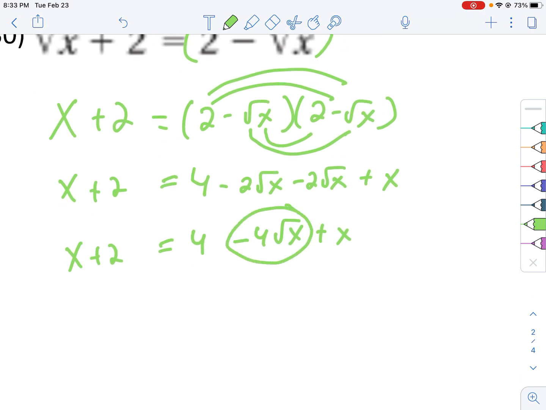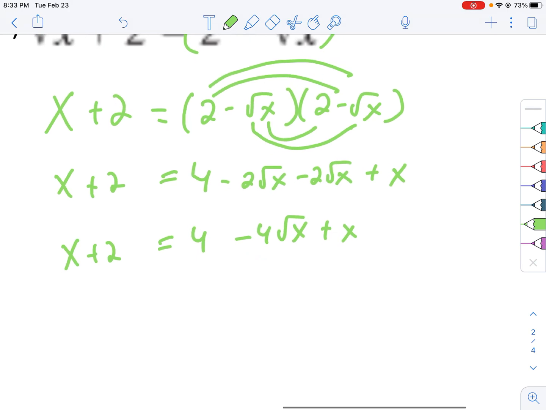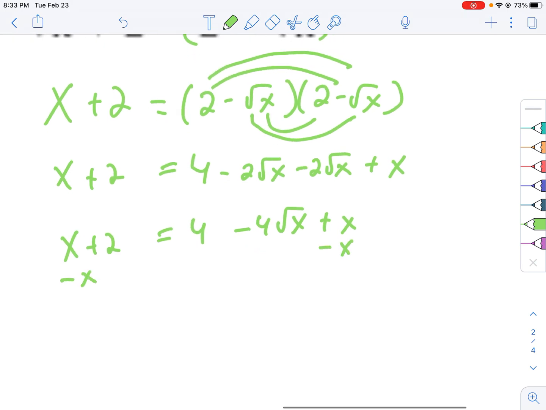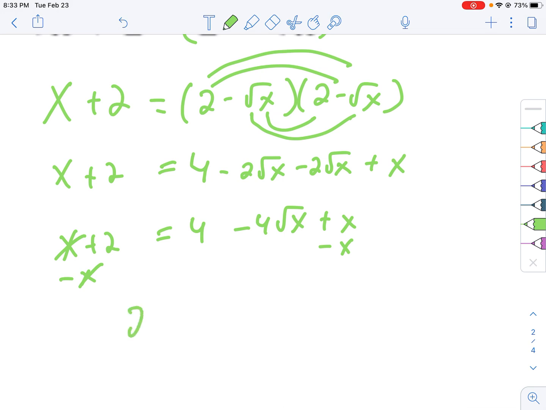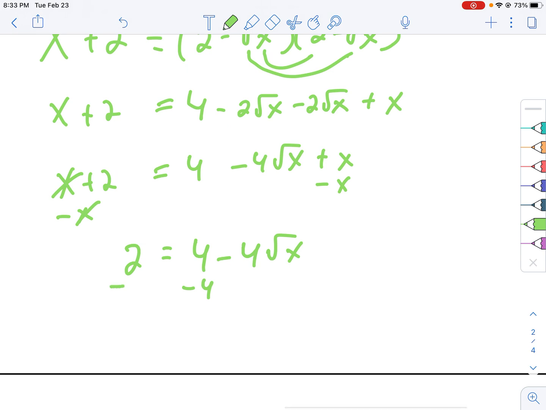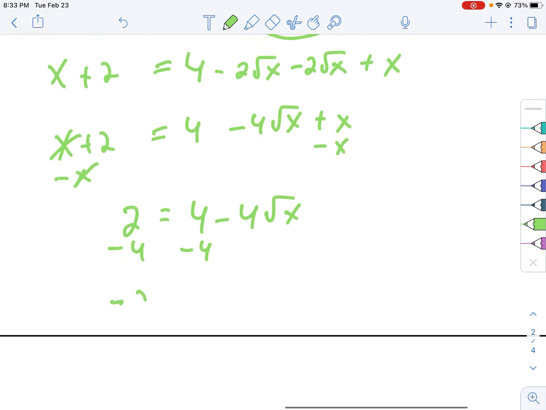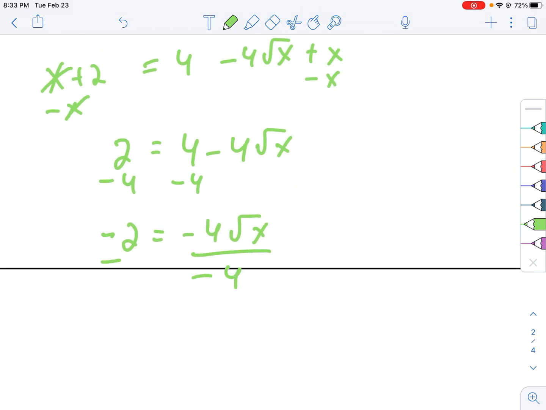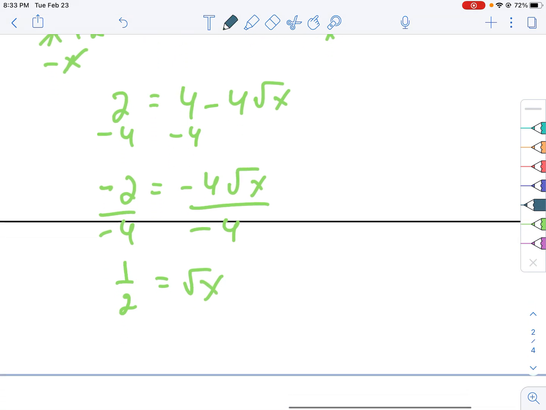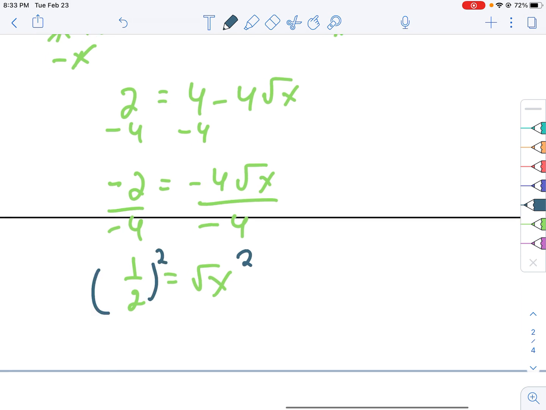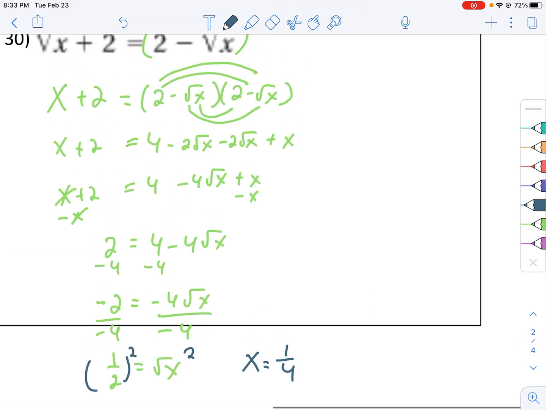So we still have a square root in this problem. Because that's true, we need to isolate the square root again. So subtract x from both sides. When that happens, these go away. You get 2 is equal to 4 minus 4 square root x. Subtract 4 from both sides. You get negative 2 is equal to negative 4 square root x. And then you divide both sides by negative 4 to get 1/2 is equal to the square root of x. All right. Finally, we can square both sides here, and we get x is equal to 1/4.